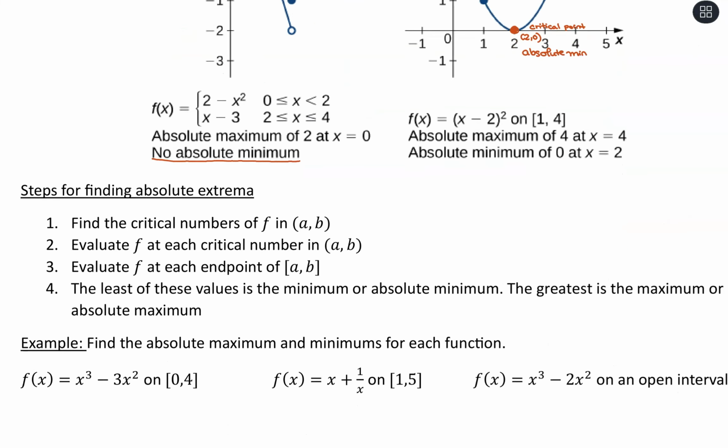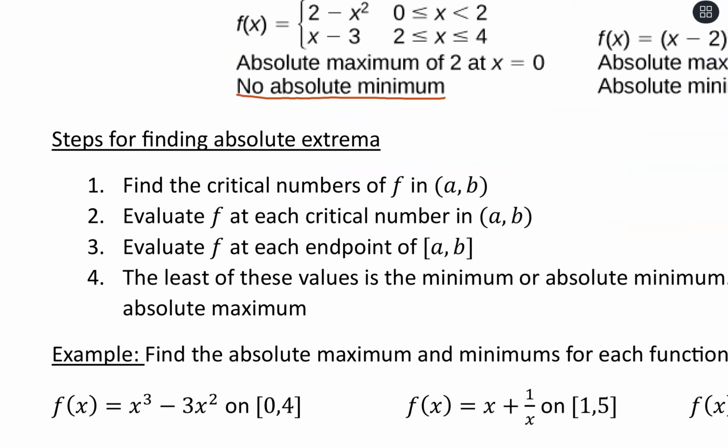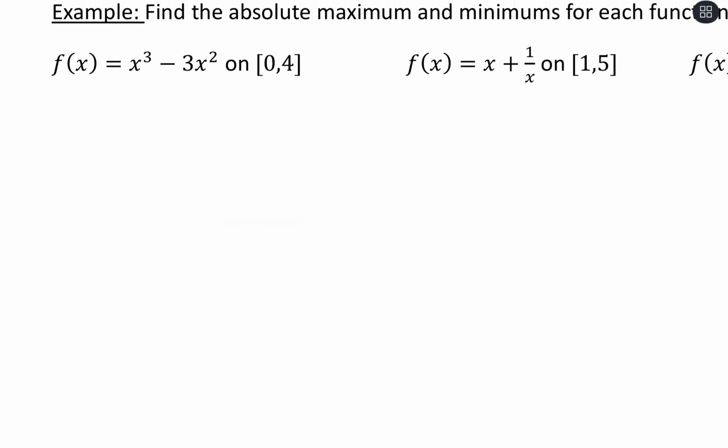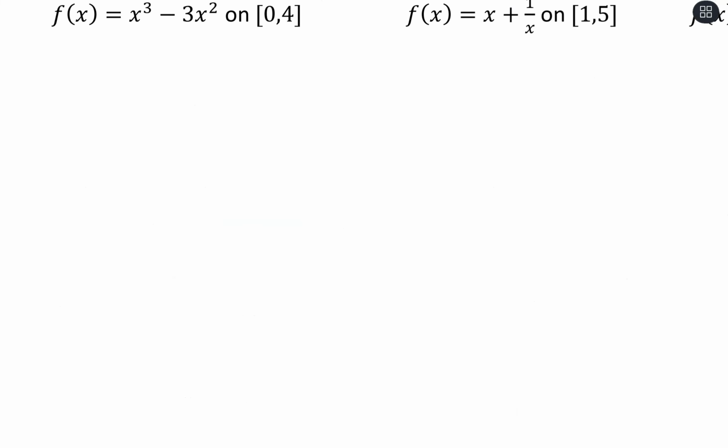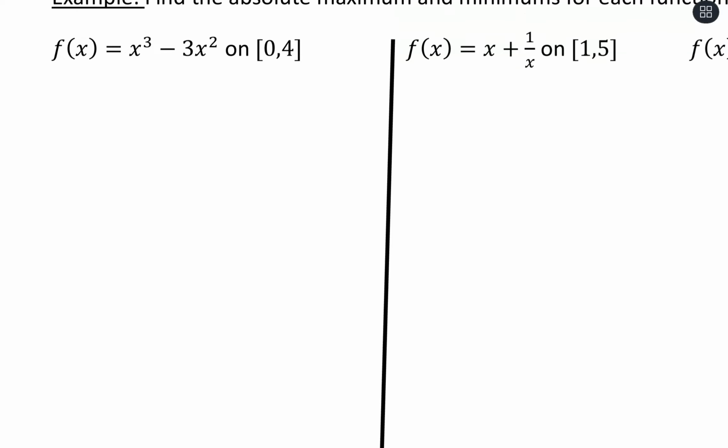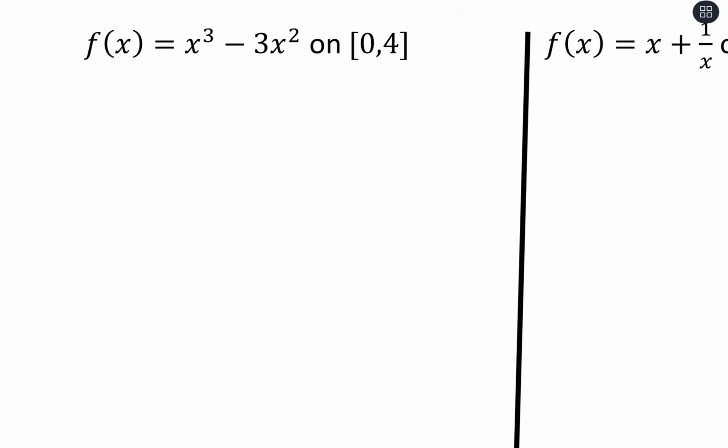Okay, so finding absolute extrema. What we're going to do is find our critical values. We're going to evaluate our function at each critical number. We're also going to evaluate our function at each endpoint, and then we do a comparison of the y coordinates. So I'll show you how I like to go about these. Actually, I'm just going to divide these up so I can see a separation between them.